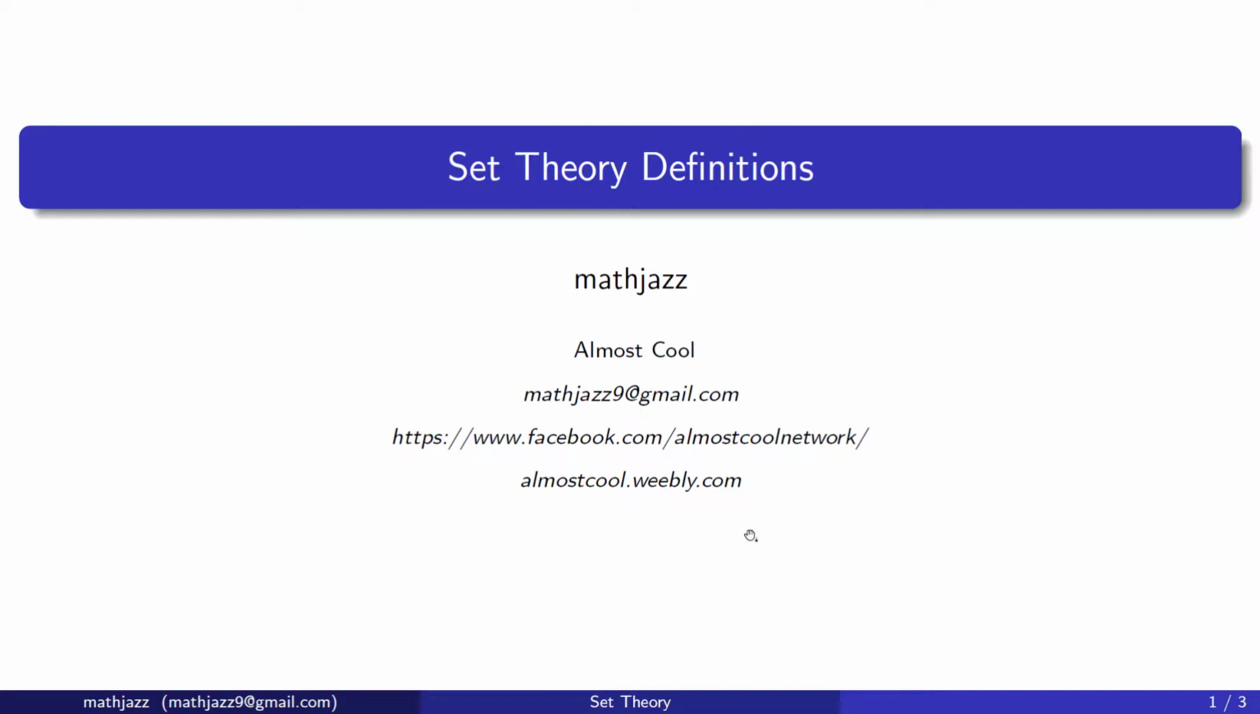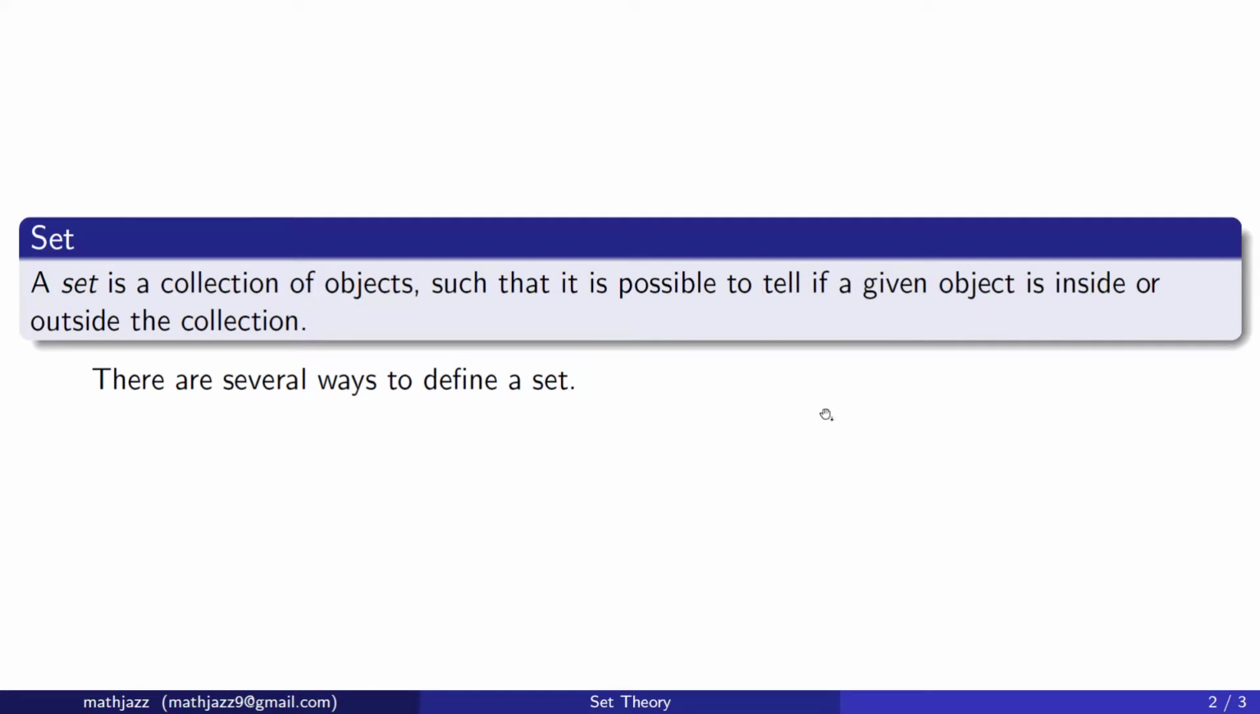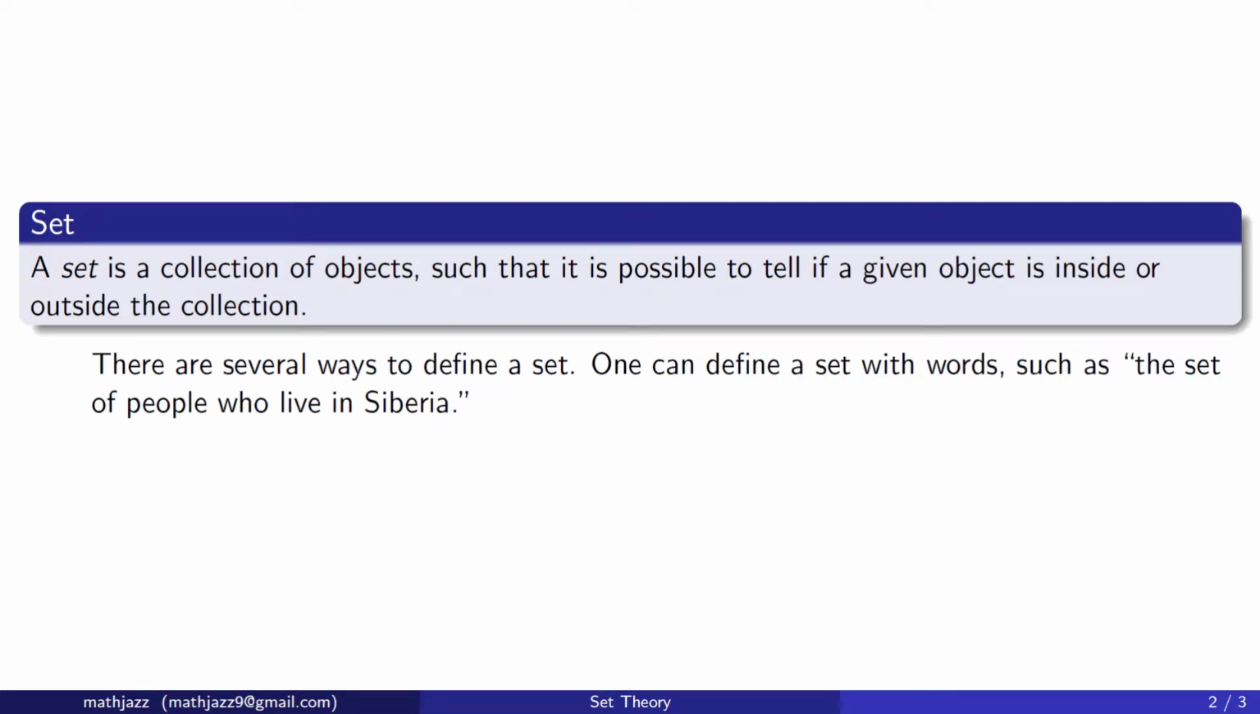Here are basic set theory definitions for the purpose of finite math. First, a set is a collection of objects, and the important part about a set is that you're able to tell whether or not an object is in the set or not. There are several ways to define a set. We do it all the time in English using just regular words.